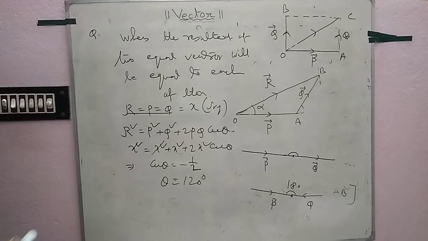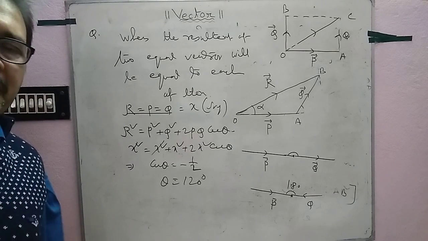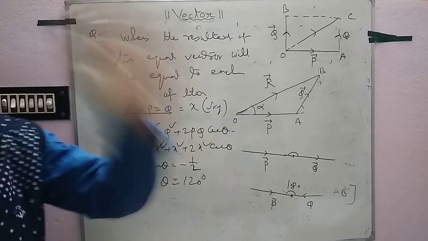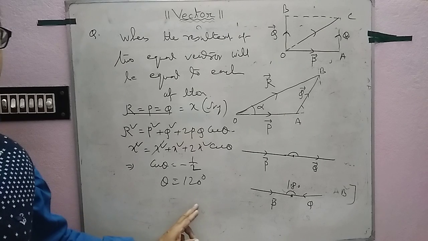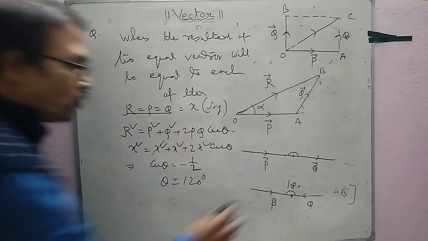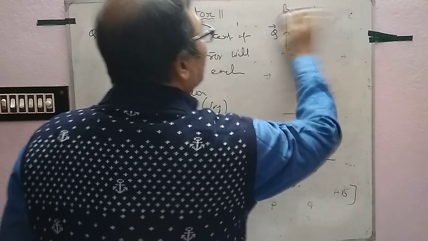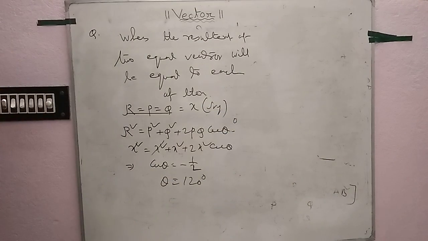So when the angle between two equal vectors is 120 degree, then the resultant will be equal to each of the vectors. যখন দুটো ভেক্টরের মধ্যবর্তী কোণ 120 ডিগ্রি হবে তখন তাদের লব্ধি প্রত্যেক ভেক্টরের সমান হবে। ফিগারটা কেমন হবে?